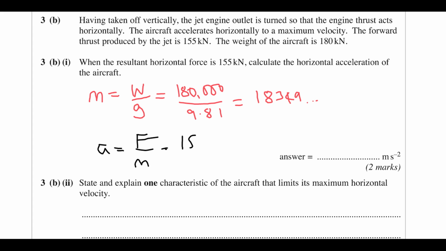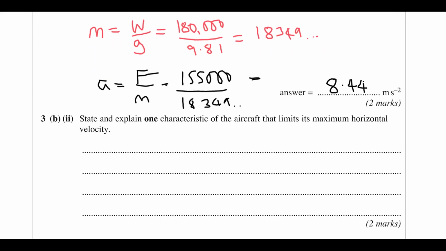Acceleration is resultant force divided by mass. So that's 155,000 divided by 18349 and so on. When we do that, we end up with an acceleration of 8.44 and so on. So that's just going to be 8.4. Two significant figures, although actually three significant figures would be appropriate here, because the data we've used is all 3 sig figs, so 3 sig figs would be appropriate.